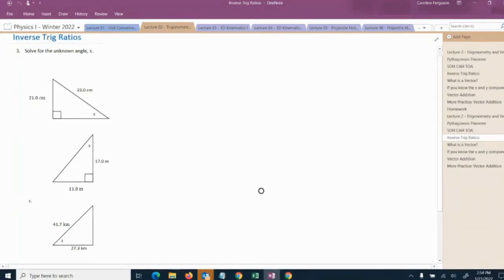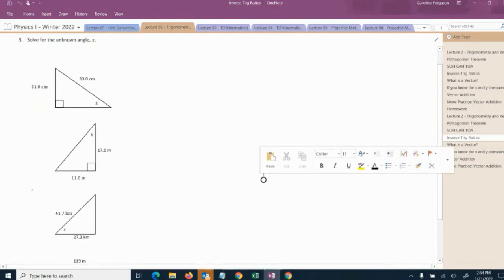Okay, so now we're moving on to 3. For question 3, we're asked not just to find a side, but to find an angle this time. So we're looking for the missing angle. If you know how to do it, go ahead and start. If you want to type your answer for 3A, this should say A here, and this one's B. So if you want to type your answer for A, go ahead and do that. So we're looking for the angle.